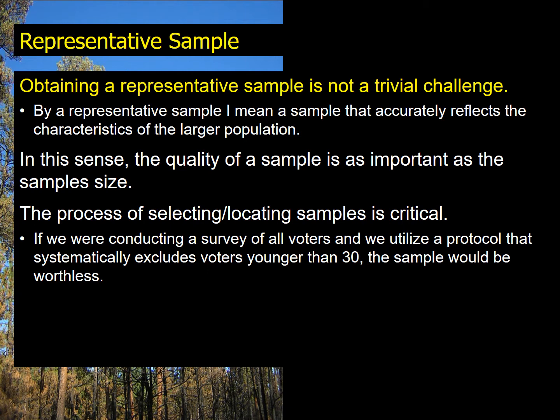As we move through the next few weeks of the class, it should become clear that all the designs we talk about are just different ways of selecting which parts of the population to measure, and that this is a critical step. If we were conducting a survey of all voters and we utilize a protocol that systematically excludes voters younger than 30, the sample would be worthless.